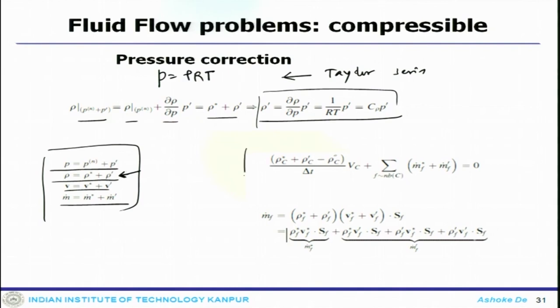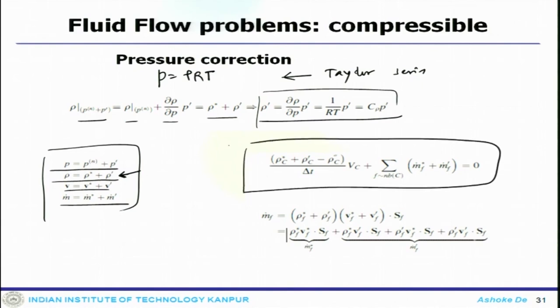Then if you put this in the semi-discretized equation, this is how it looks, where the mass flow rate would be rho f star plus rho f prime, times v f star plus v f prime, and which boils down to 2 quantities. The second correction term is usually neglected, and then we obtain the detailed correction term. Now, we will stop here today and we will take it from here in the follow-up lectures. Thank you.